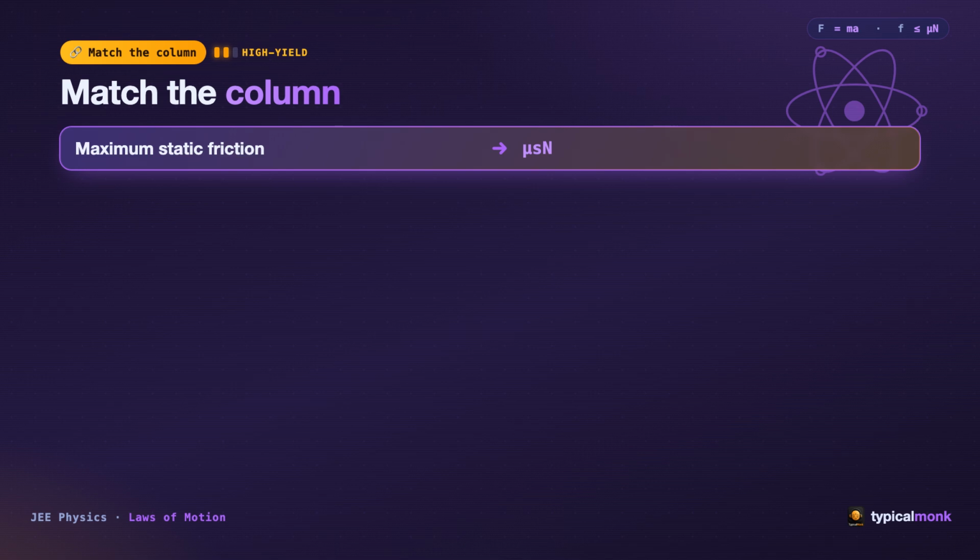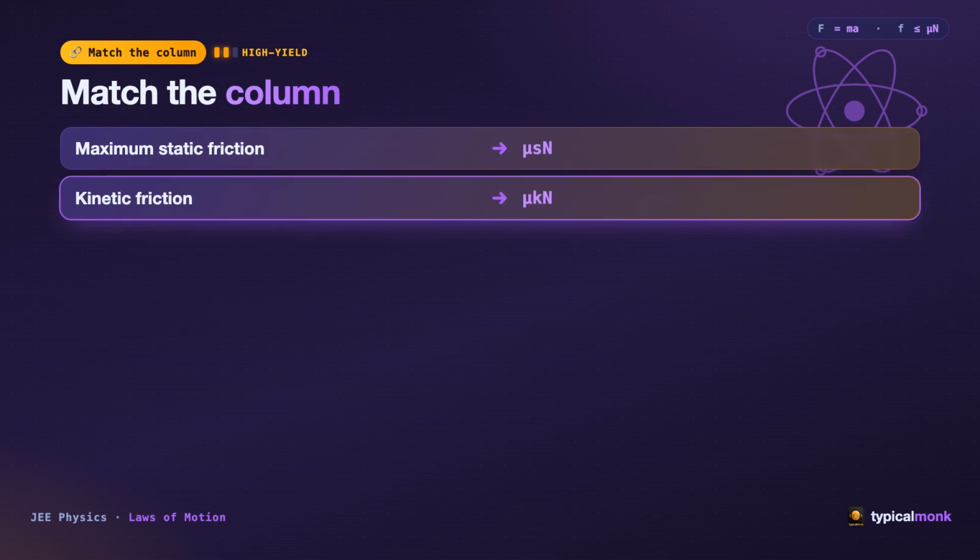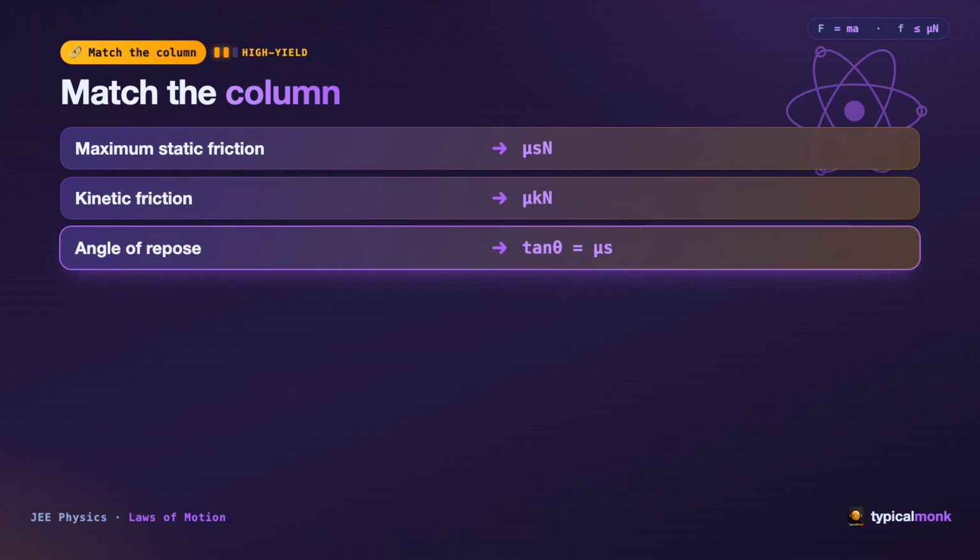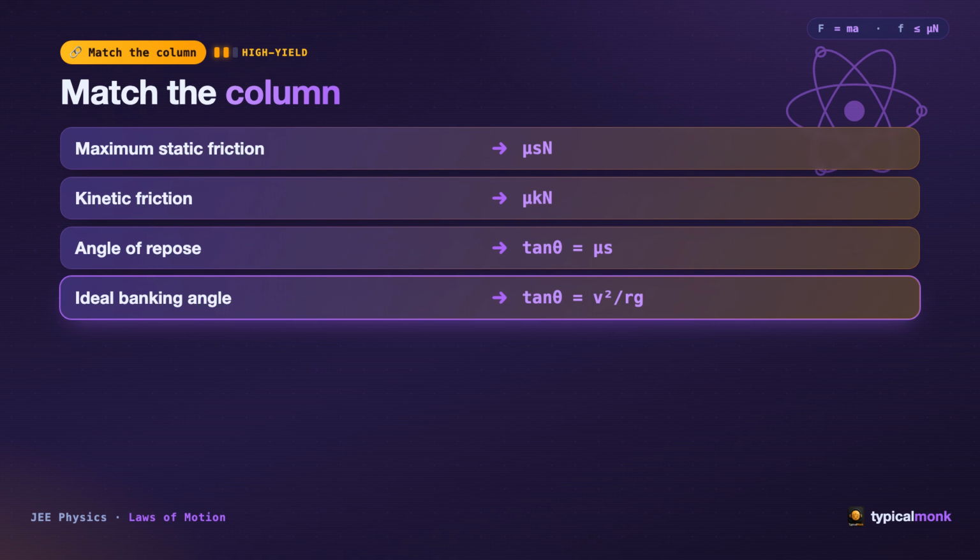A quick match now. Say each relation aloud before I reveal it. Maximum static friction, mu s times N. Kinetic friction, mu k times N. Angle of repose, tan theta equals mu s. Ideal banking angle, tan theta equals v squared over r g.